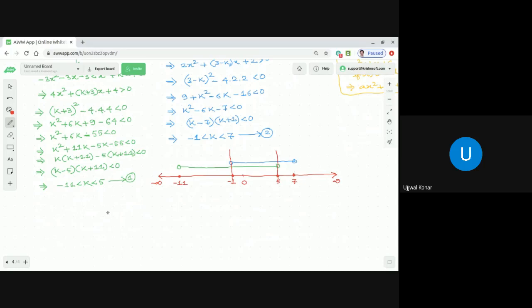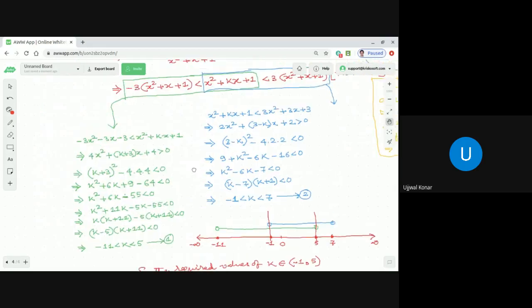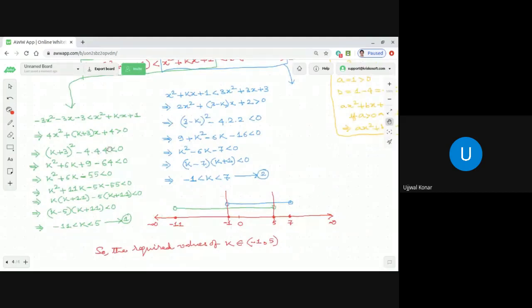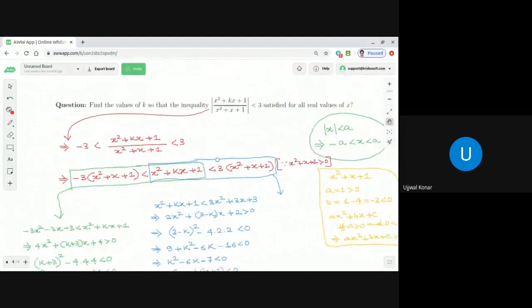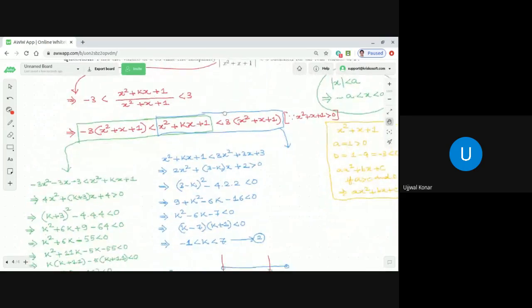So the required values of k belong to the open interval minus 1 to 5. I am sorry, dear students, for making mistakes in this part, which initially I wrote in green color. Later I corrected it. You got it right. So this is the way to solve this kind of inequality problem, where the coefficient values we need to find out. These are the different techniques, dear students.